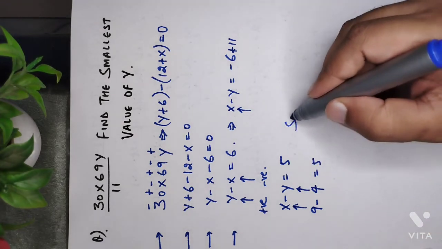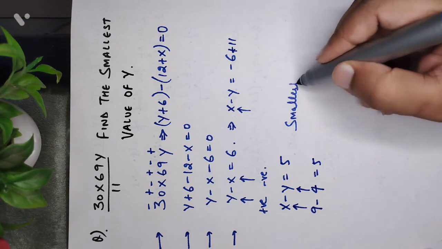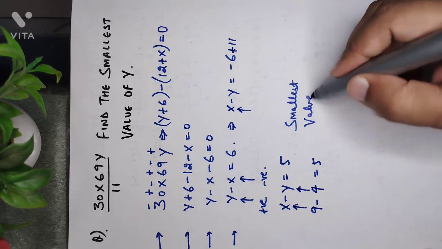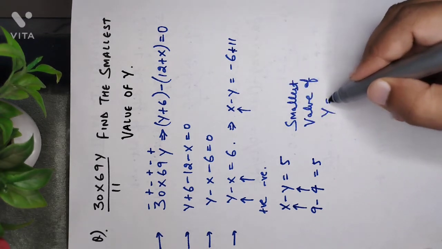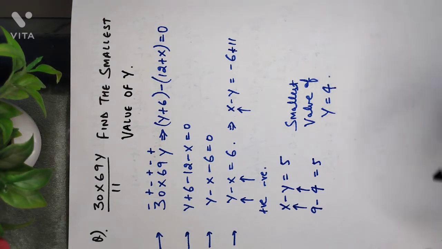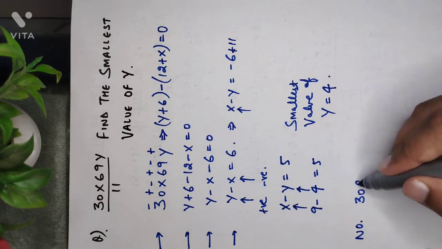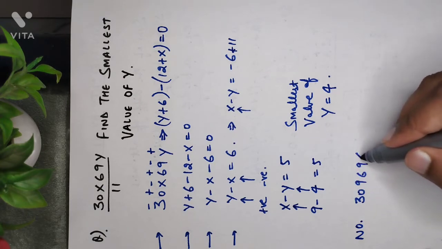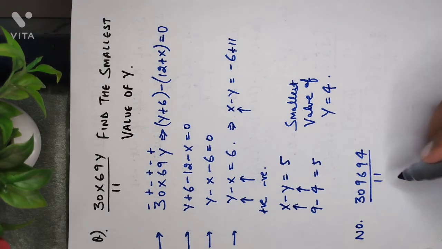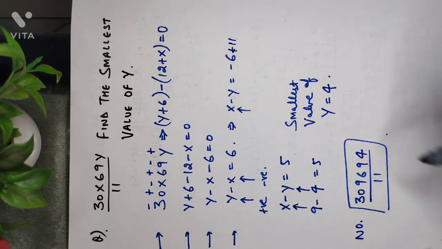So the smallest value of y is equal to 4. So we can say that the number 309694 is also completely divisible by 11.